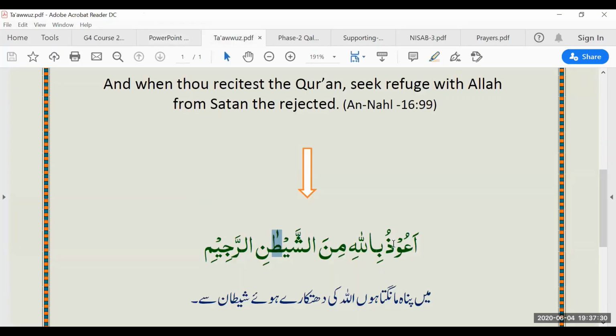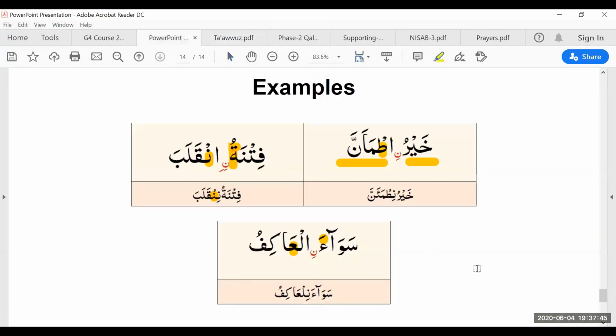Lastly, I would like to point out that in A'udhu, make sure you differentiate between the sound of zal and za. This one is zal. It has a vibrating sound. A'udhu. Apart from that, when you recited the two words separately, you gave the alif the right stroke, depending on the first mutaharrik letter.